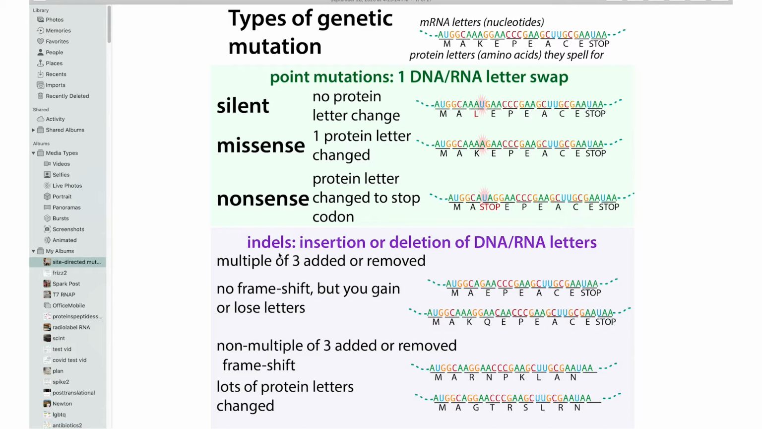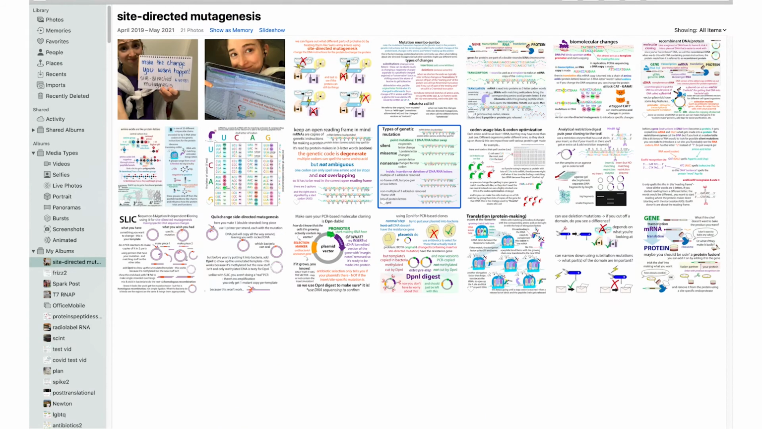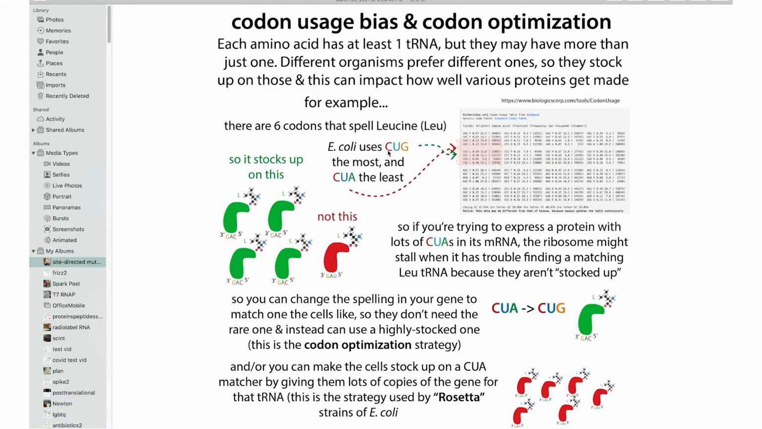So not all mutations cause amino acid changes. You can have a silent mutation, where one or multiple letters in the codon change, but the amino acid doesn't change because you have multiple codons that spell for that same amino acid. So we call that a silent mutation. And there are a couple of versions when you might want to use a silent mutation.